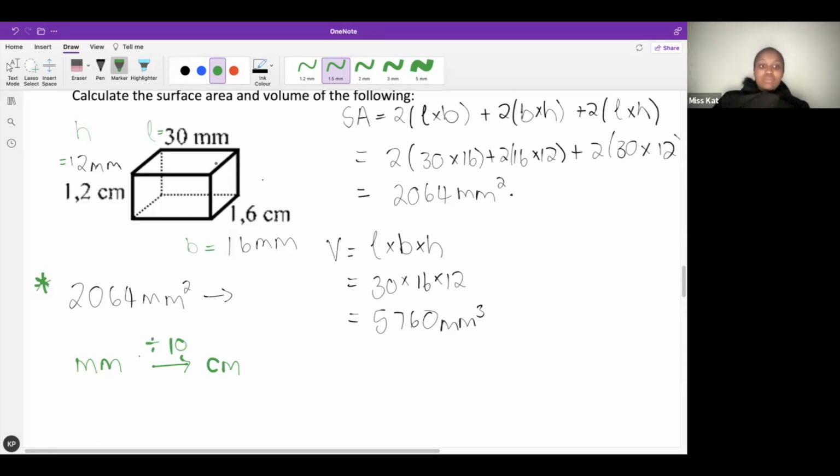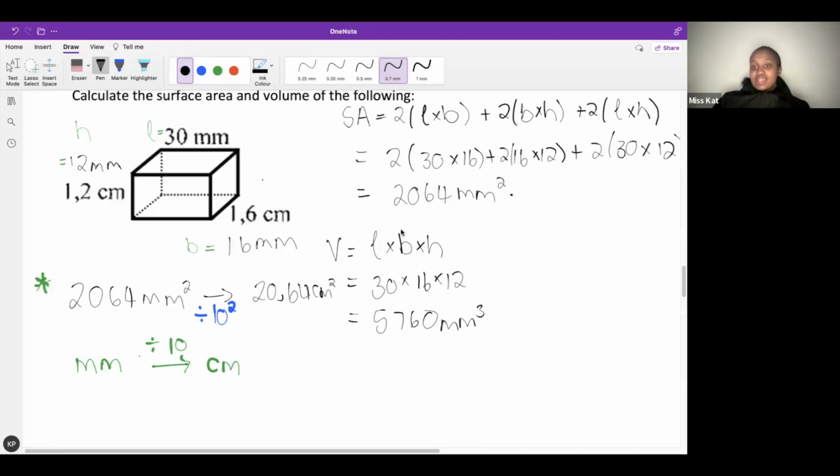We divide by 10. Now, millimeters squared to centimeters squared, we divide by 10 squared. Do we remember that? There we go. And how much will that be? 2064 divided by 10 squared. Thank you very much. 20.64 centimeters squared. Ooh, that was a nice practice, wasn't it?